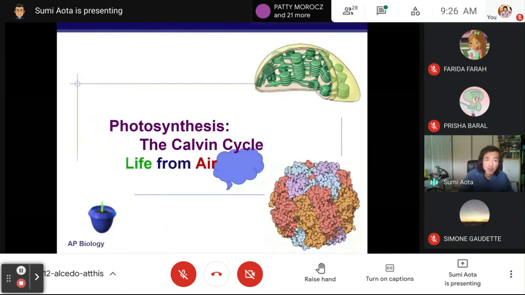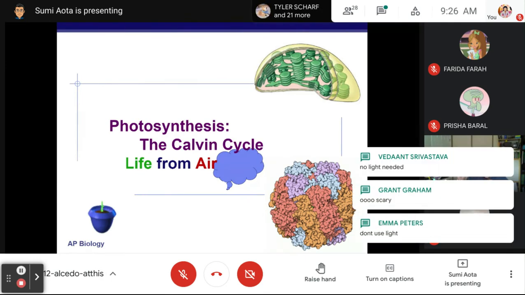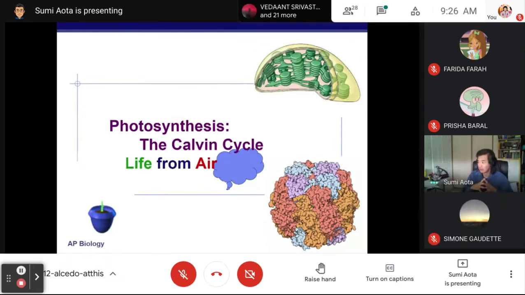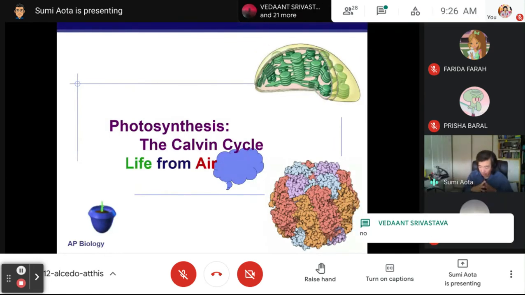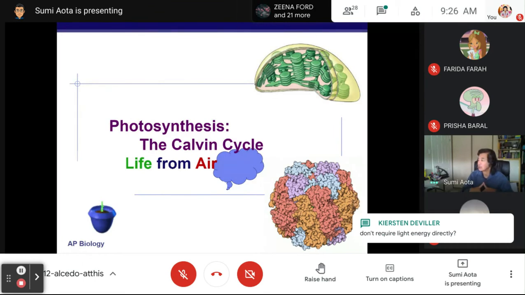Okay, so we're talking part 2. The Calvin cycle is the official name. It's also known as the dark reactions. Why do you think these are called the dark reactions? Is that statement that Vedant and Emma used actually correct? So can the Calvin cycle run at night?